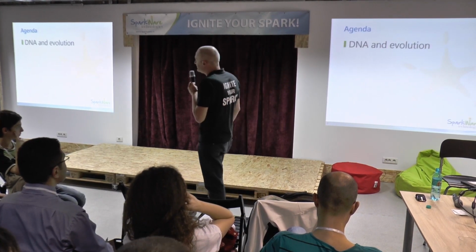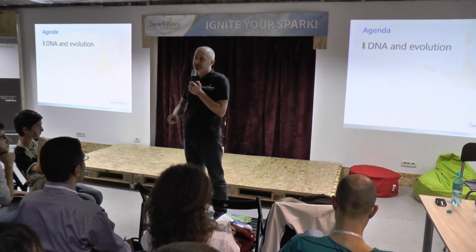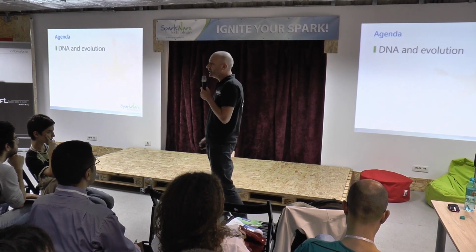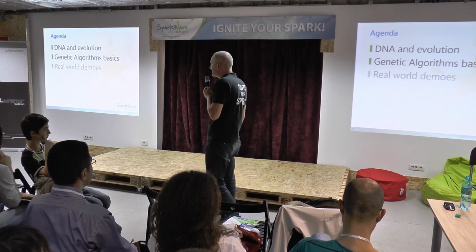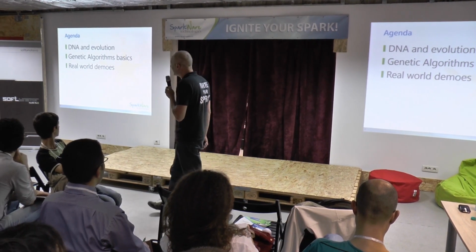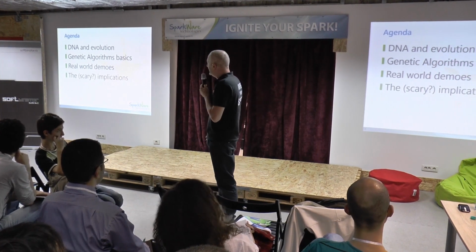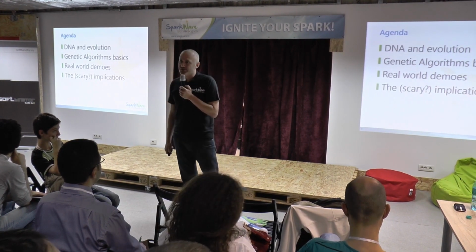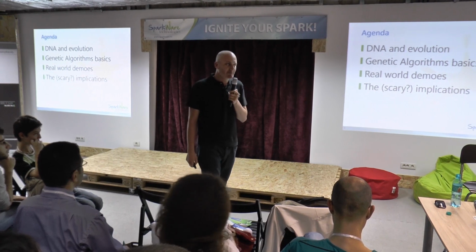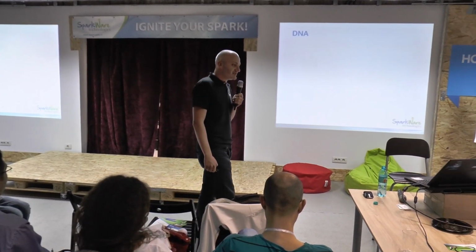So we're going to talk about DNA and evolution just a bit to make sure that everybody knows the terms. Then we're going to talk about genetic algorithms basics. We're going to see some real-world demos and some very freaky and kind of scary demos. And then we're going to talk about the implications. Some of them might be scary, and some of them are actually very interesting.